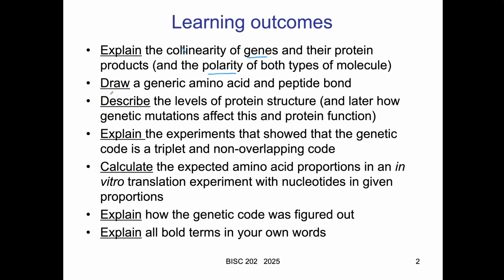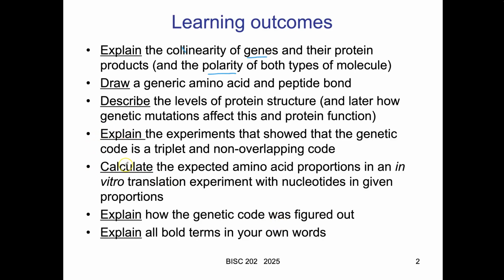I would like you to be able to draw a generic amino acid. I'm not interested at all in you memorizing every single amino acid structure. There will be other courses probably where you might have to do that, but for me that's not important. But just the generic idea of how a peptide bond forms, because that is how translation occurs. It forms those bonds. Be able to describe levels of protein structure, and that will help you in a later lecture to see how making a change in the DNA changes the way proteins fold correctly, and then how that affects their function and leads to, of course, a phenotype.